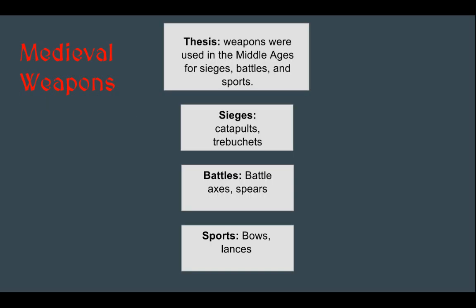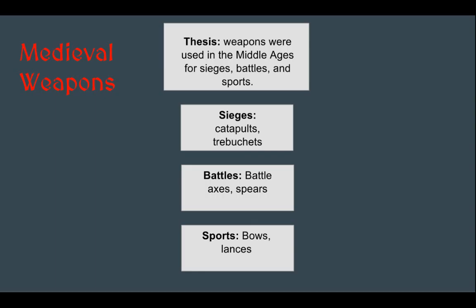This one's really simple. You can see that I made a box at the top and wrote my thesis. Weapons were used in the Middle Ages for sieges, battles, and sports. Then I listed what I'm going to talk about in different parts of my paper. So, sieges, and in that section I'm going to talk about catapults and trebuchets. Battles, I'm going to talk about battle axes and spears. And sports, I'm going to talk about bows and lances.